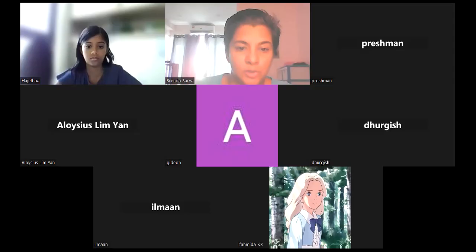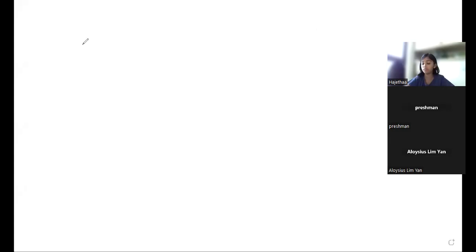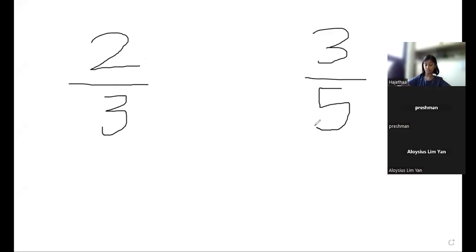So now I'm going to share with you a whiteboard. Pay attention. How do we compare fractions? So we have a fraction 2 over 3, and we also have the fraction 3 over 5. Got it? If you want to compare, remember this rule: apples can only be compared to apples. You cannot compare apples to monkeys. They are two different things.